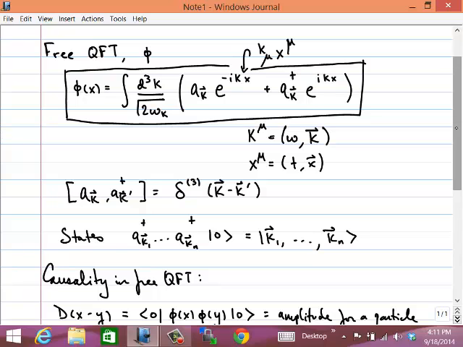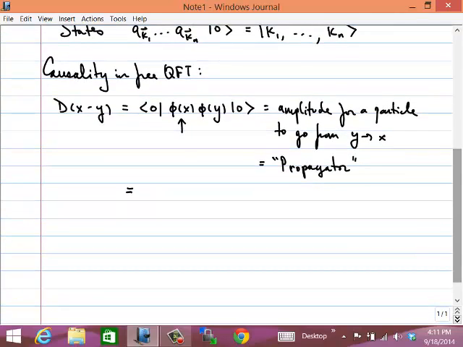Okay. So we can just go ahead and plug that boxed formula into this expression for the propagator. So we'll get two integrals. I'll call them integrals d^3k and d^3k prime, along with those normalization factors.